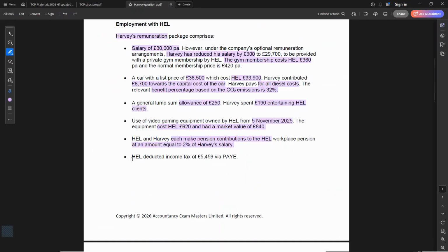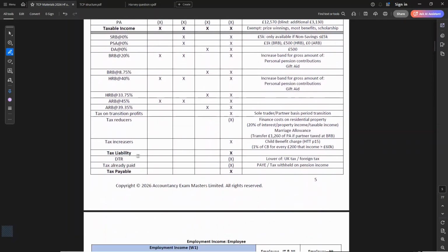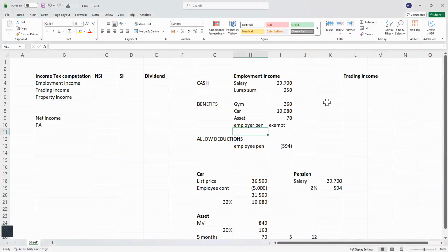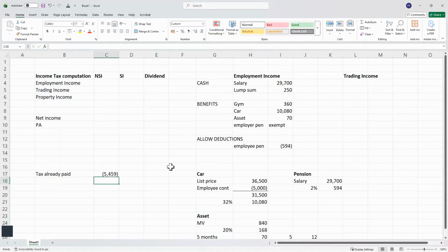And then the final point, we're told that HEL deducted income tax of £5,459 via pay as you earn. We know when we looked at the income tax computation that once you come down to the tax liability, you can then deduct any tax already paid. So this is tax already withheld by the employer through pay as you earn. So we will deduct this from Harvey's income tax liability once we've calculated it. So no impact on the employment income, but over here we need to make sure that we deduct the tax already paid from Harvey's tax liability once we've calculated it. So we'll need to deduct £5,459 from the income tax liability.